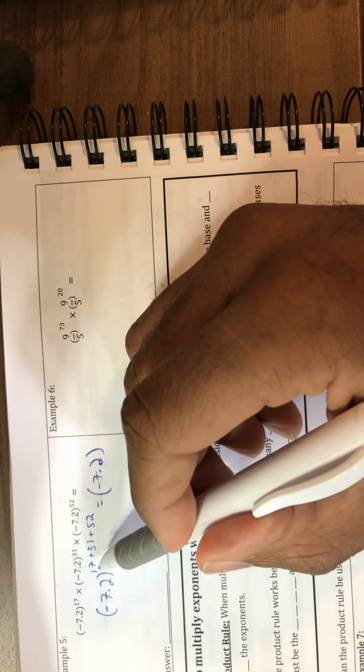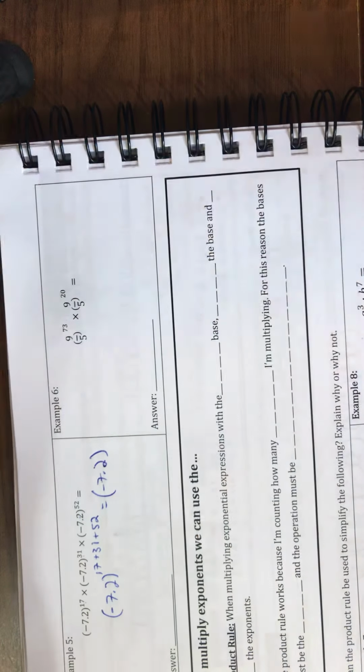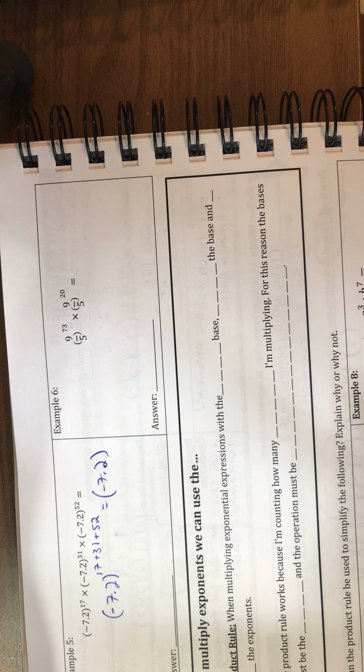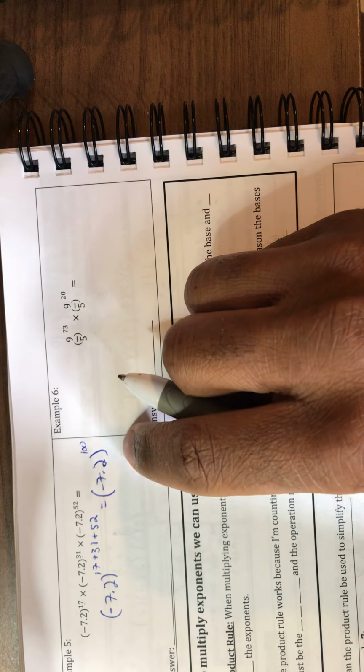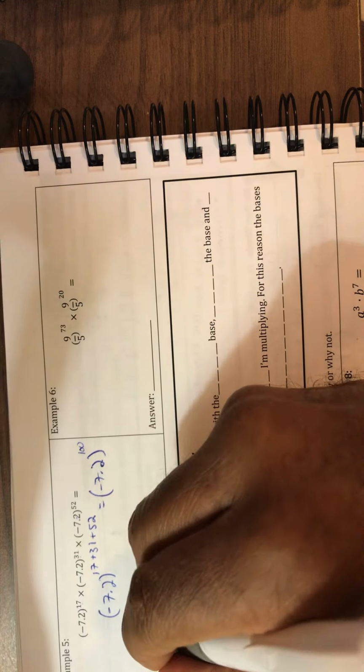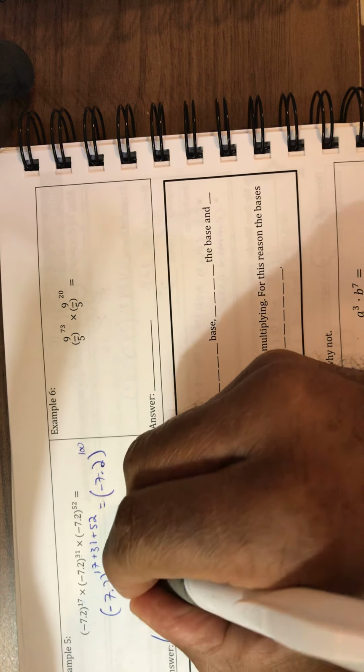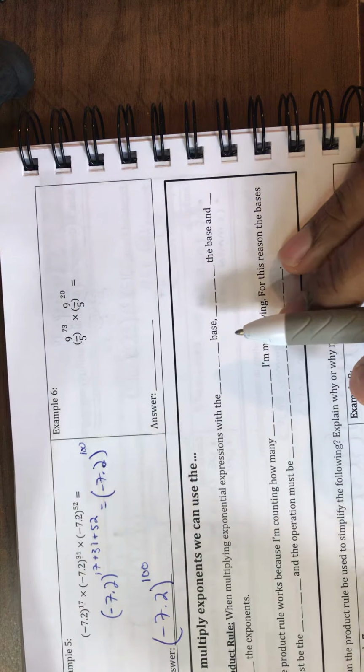I'm doing some mental math here. 17 plus 31. Actually, let me get my calculator out. I don't want to waste your time. 17 plus 31 plus 52. You should have to the 100th power. See, I'm not going to write that out 100 times. That'd be crazy. So my answer is negative 7.2. Don't forget your parentheses because it's given to you there, to the 100th power.